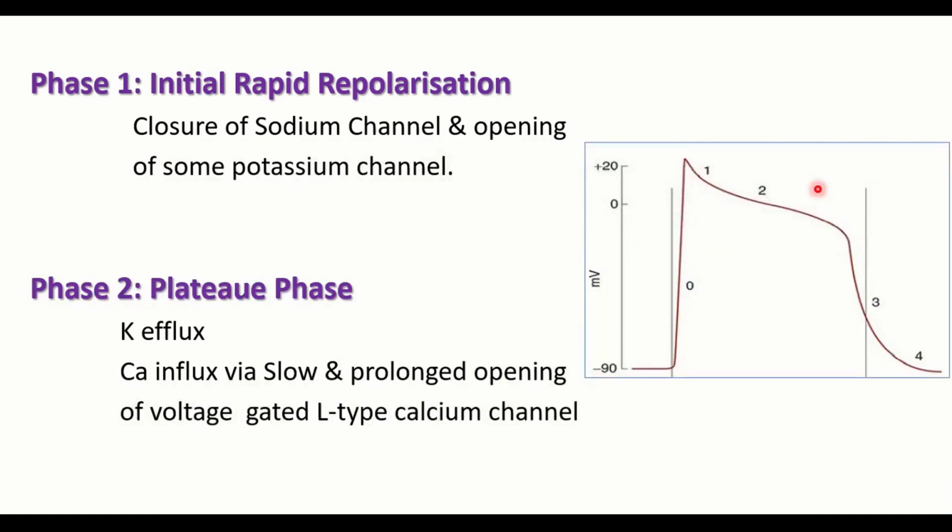Next is phase 2 or plateau phase. So you can see phase 1 happened for a brief period. That's because of the opening of the L-type calcium channel immediately. So in phase 2, potassium was moving outside leading to potassium efflux, and calcium is moving inside leading to calcium influx. So this is phase 2. Here you can see almost a straight line. So there is loss and gain of positive ion simultaneously.